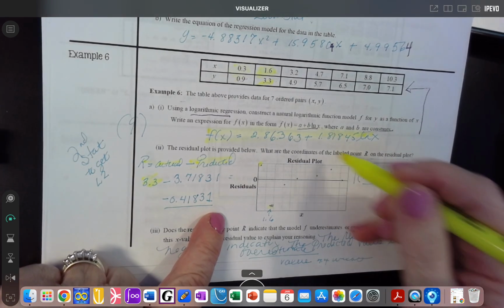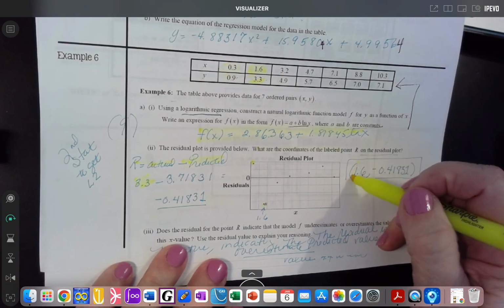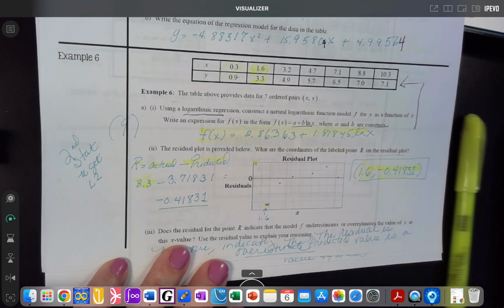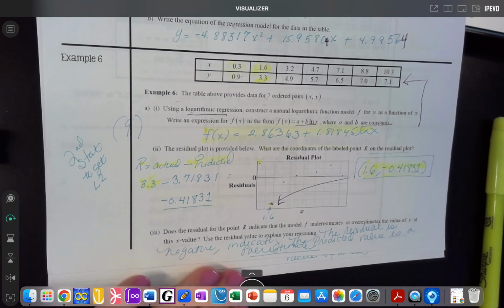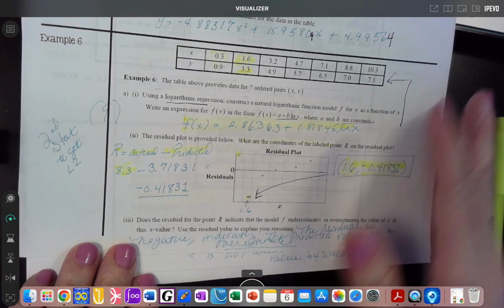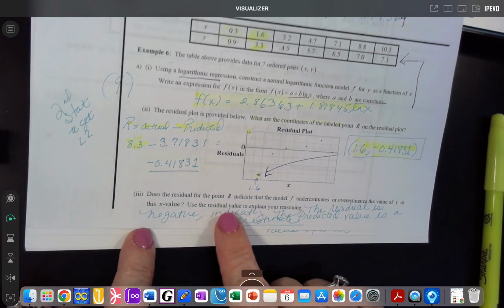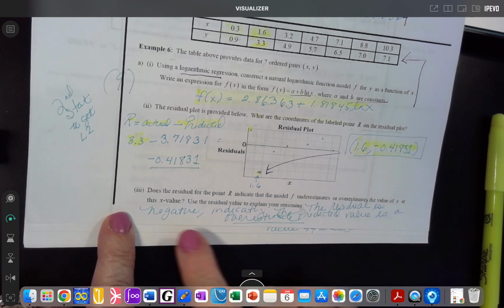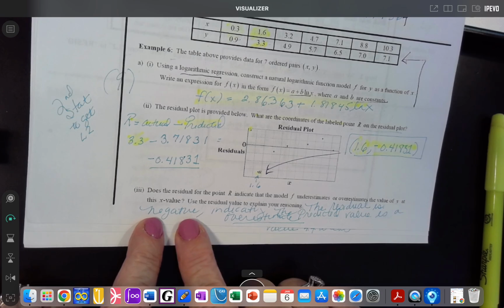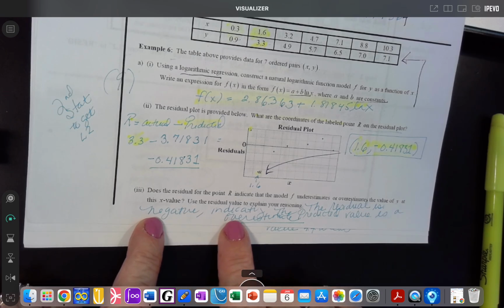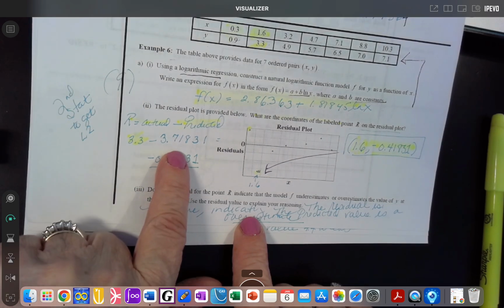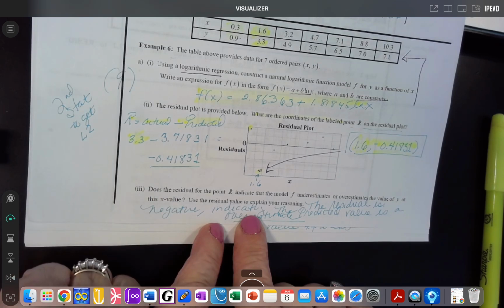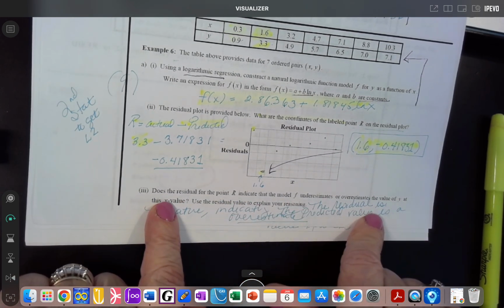But it said, what are the coordinates of it? So the coordinates would be your x value, 1.6, and then there's your residual. So that would be down here. That point is that point right there. Okay, and part 3 says, does the residual for point R indicate that the model F underestimates or overestimates the value of y at that? Now, if the residual is negative, that means the predicted value is an overestimate, and you can see up here the predicted value was larger. So if you get negative, it's going to be an overestimate. Okay, and that's how we would answer that question.